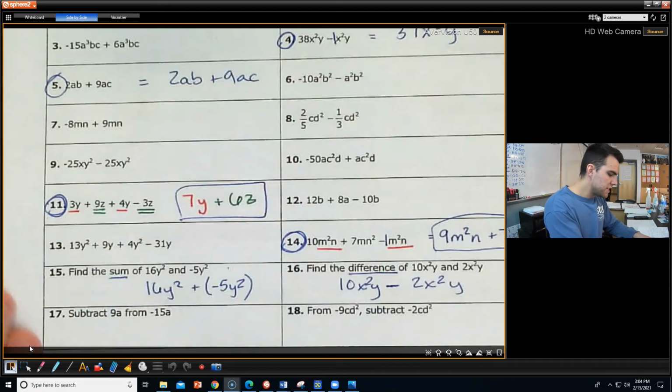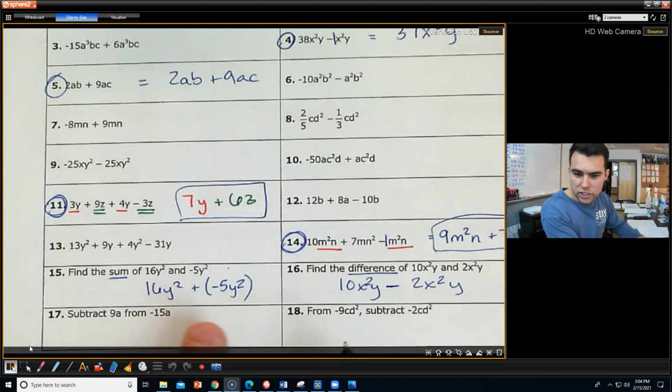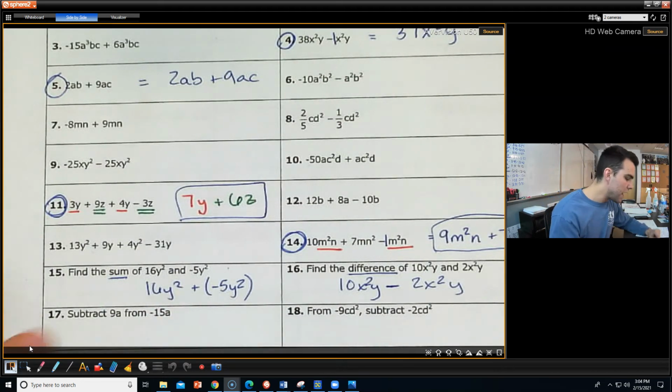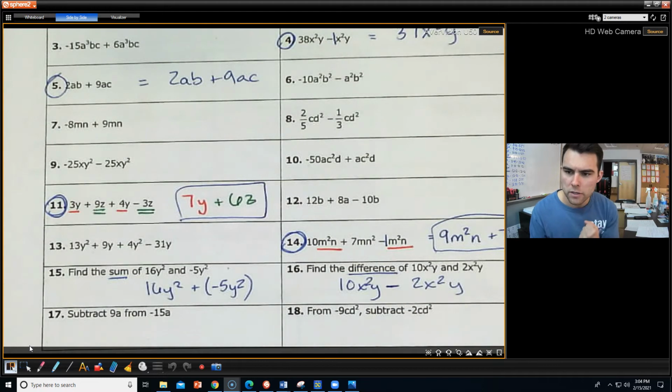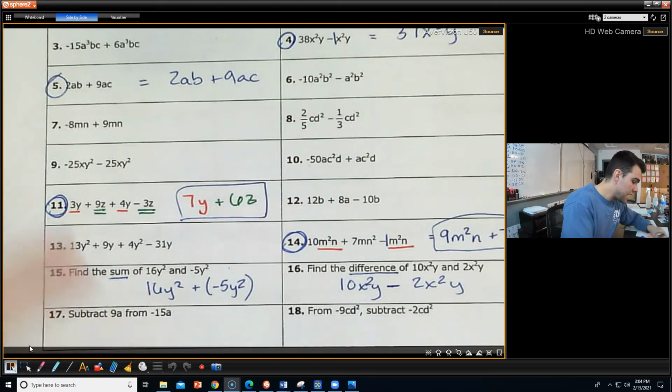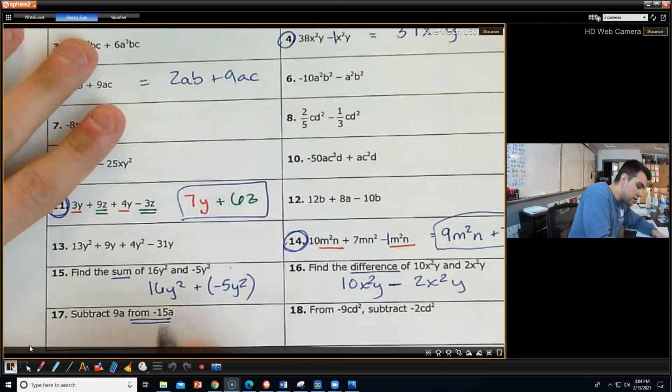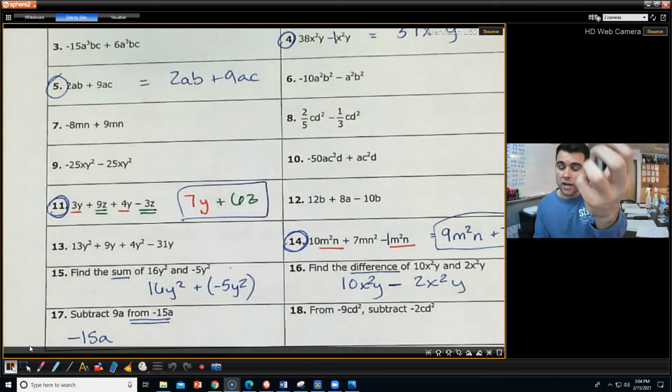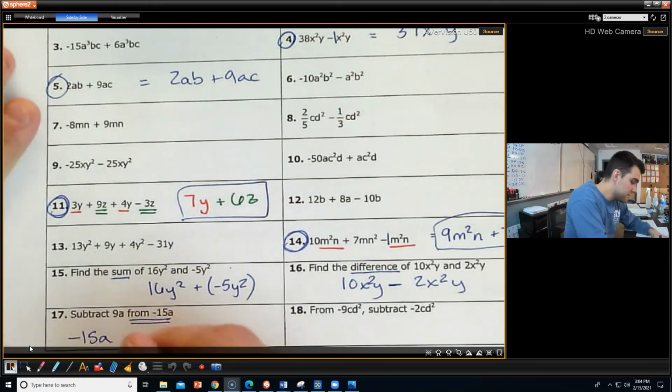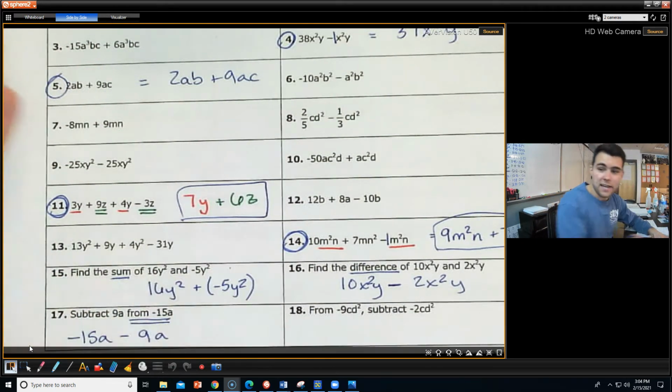But sometimes you might see it written a little bit differently. We're going to use subtraction as an example. So you see subtract 9a from negative 15a. The from implies that we're actually starting with negative 15a. And then I'm subtracting, I'm taking away my 9a. So that was kind of cool.